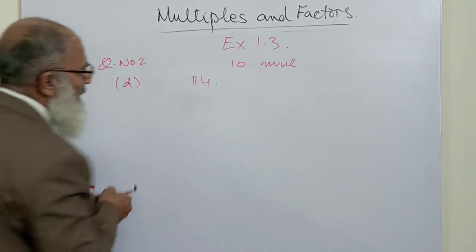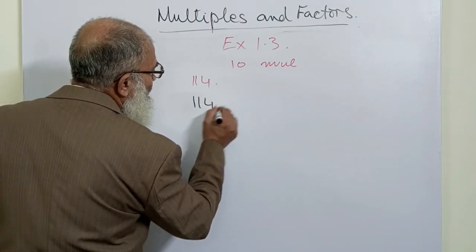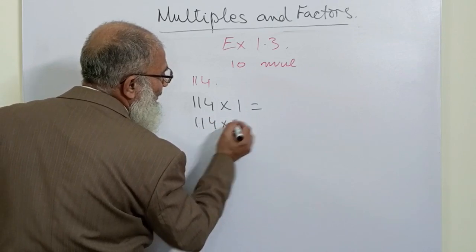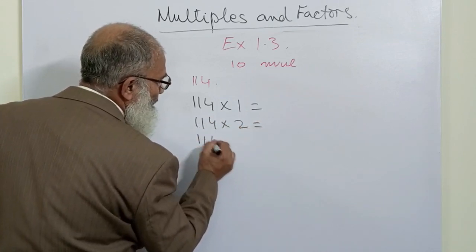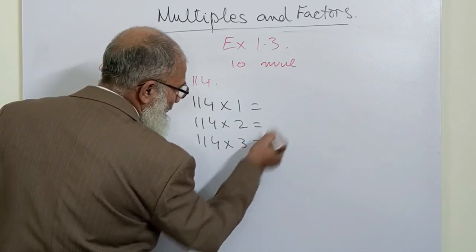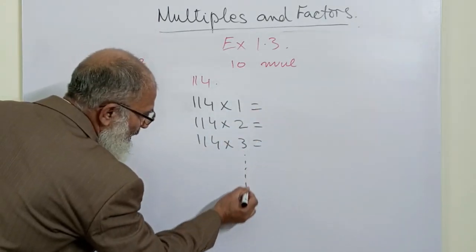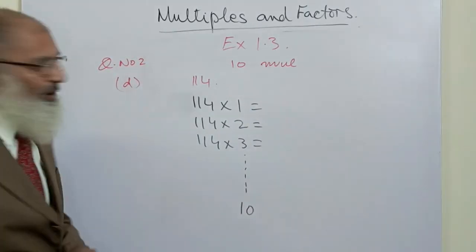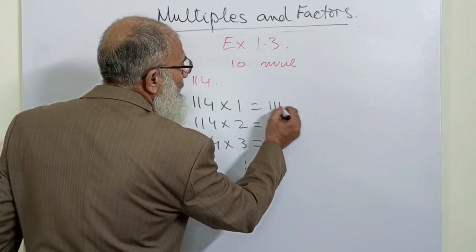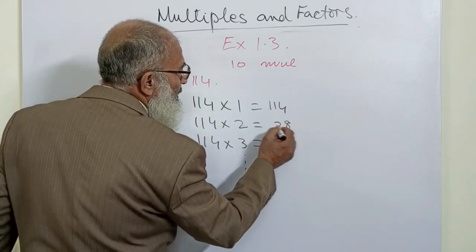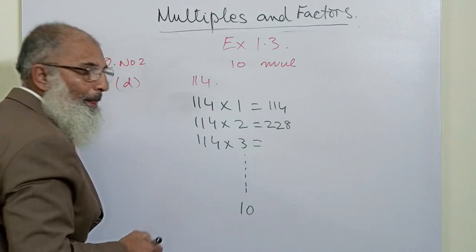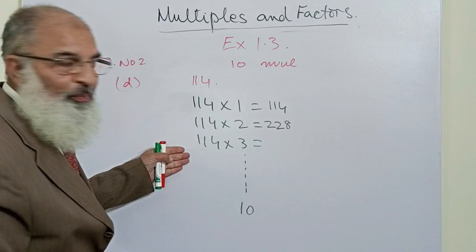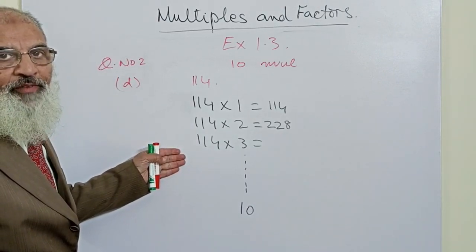It is given: 114 multiplied by 1 is equal to 114, multiplied by 2 is equal to 228, multiplied by 3, and so on and so forth till 10. So the first may be very easy, the second may also be very easy, and when you grow up it will become more difficult.